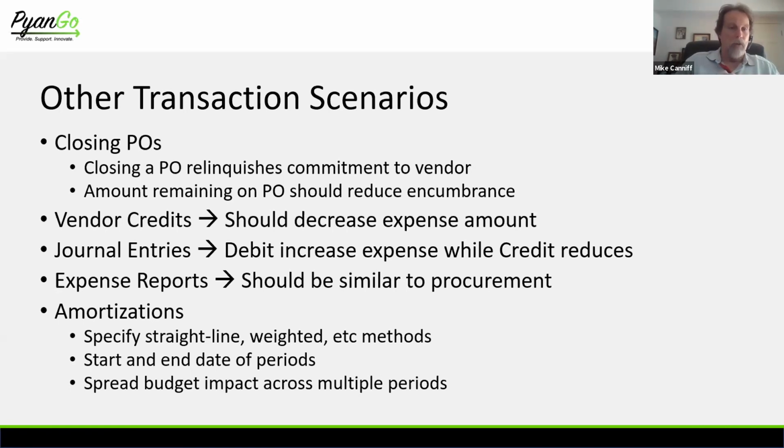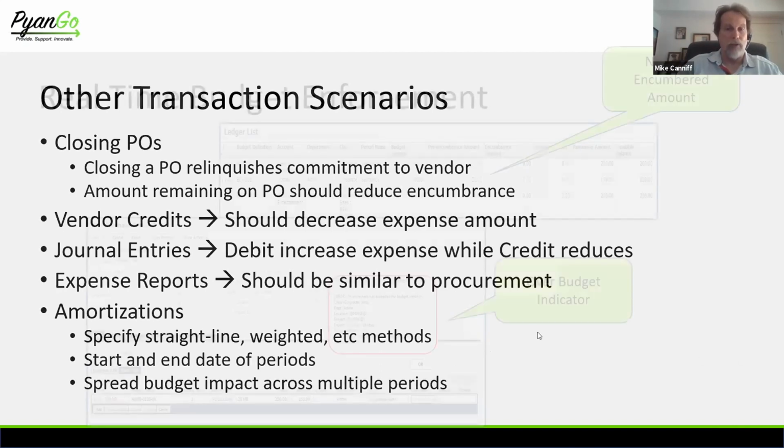So I have an annual license renewal period starting in January of every year, but I want to amortize that expense over the 12 months, right? Because I'm not just using the software in January. I need to be able to do that actually at the procurement level. I need to amortize it there so that I have a nice spread of my budget impact throughout the year, right? So those are some more complicated transactions.